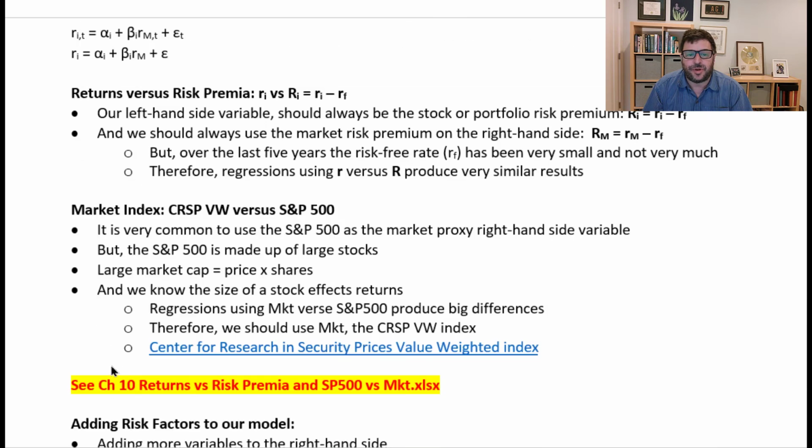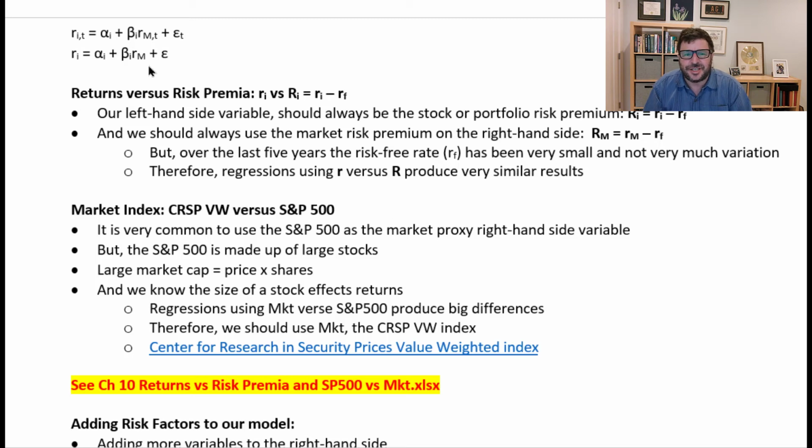The next thing I want to talk about briefly is this idea of should we use risk premia, or should we use returns? Should we use little r versus big R? That's the notation in the text. And remember that big R is equal to little r minus the risk-free rate. And the answer is we should always really be using the risk premium. But because over the last 5 years, the risk-free rate has been very small and there hasn't been a lot of variation, the regressions using the return versus the risk premia give very similar results, and we'll look at that in a second.